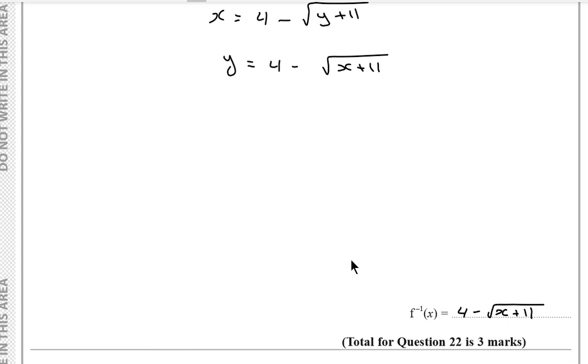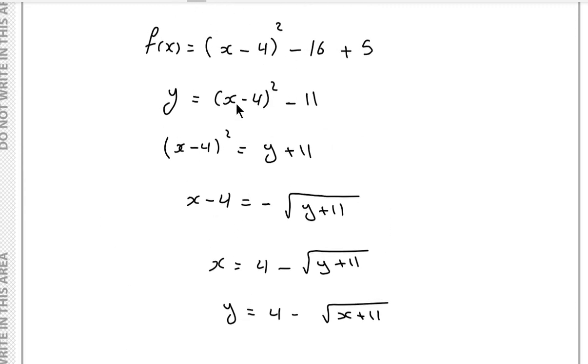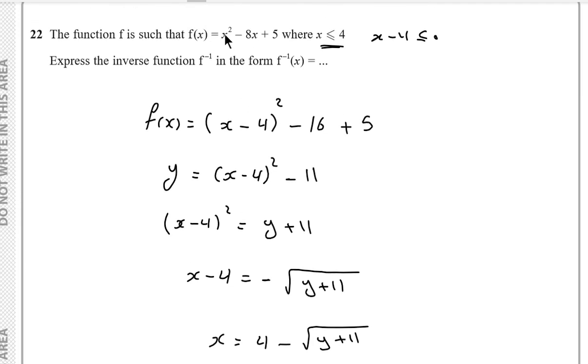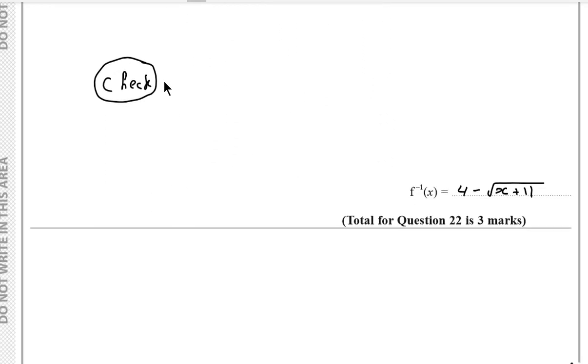Of course, I will also advise you to check your answer. Do you know how? Try to get f of a simple value like f of 0. Who can tell me f of 0 equals what? 0 is in our domain, less than 4. F of 0 equals 5, right? If we are right, f inverse of 5 should be 0. Let's try. 5 plus 11 is 16. Root 16 is 4, and 4 minus 4 is 0. So we are right. Alhamdulillah.